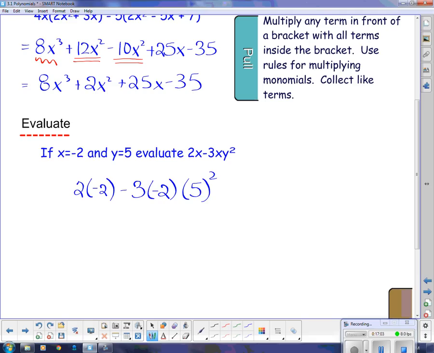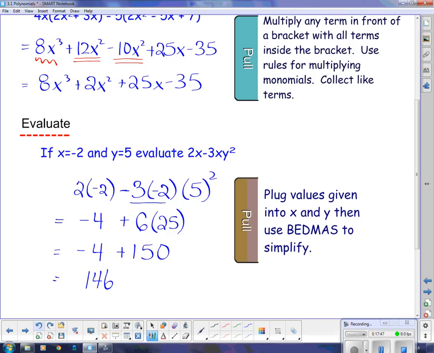Now remember your order of operations, and we can evaluate each term individually all in one line. So I can do that 2 times negative 2 is negative 4. And then I can do this multiplication, which was going to give me plus 6, and it is going to be multiplied by 25, because I have to do 5 squared before I multiply the 6 in there. So that's going to give me negative 4 plus 150 is positive 146, and you don't need that positive there. So 146. And so the rule for this one, plug values given into x and y, then use BEDMAS to simplify. So remember I did order of operations, I had to do exponents, and then I do multiplication, addition, subtraction.